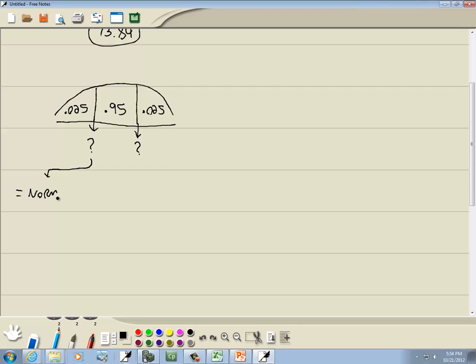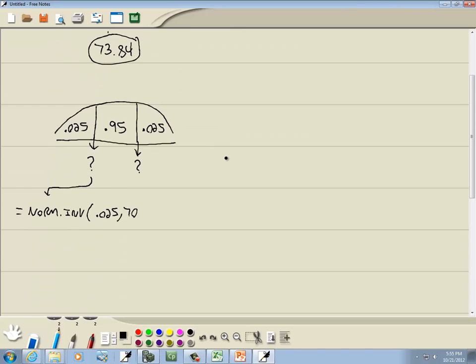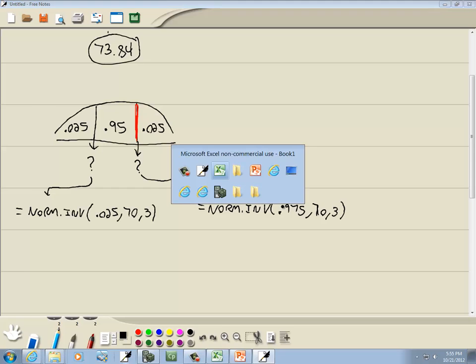This is equals norm.inv, the area to the left, which would be the 0.025, and then our mean, which, actually I'll go ahead and write them all out. I have room. Mean is 70, comma, and then our standard deviation, which is 3. This one will be equals norm.inv, the area to the left. Well, this is the line we're looking at. The area to the left of this one is going to be the 0.025 plus the 0.95. So that'll be 0.975. And then your 70, and then your 3.